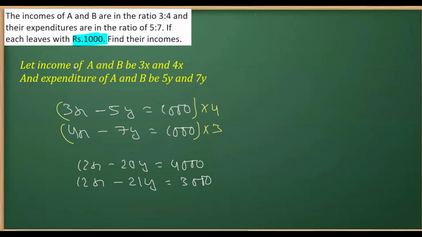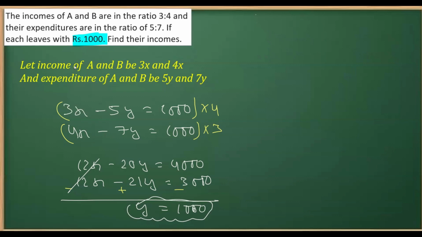Next we change the signs as we are subtracting. After subtracting, you can see that 12x gets cancelled. So it is coming as y, because minus 20 plus 21, and on the right side we get 1000. We got y as 1000.